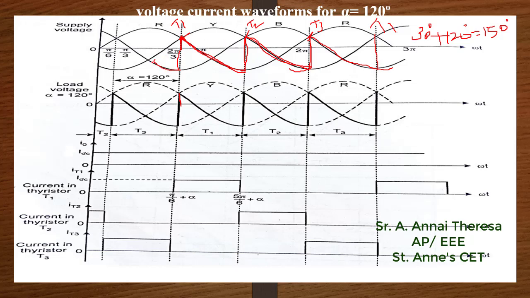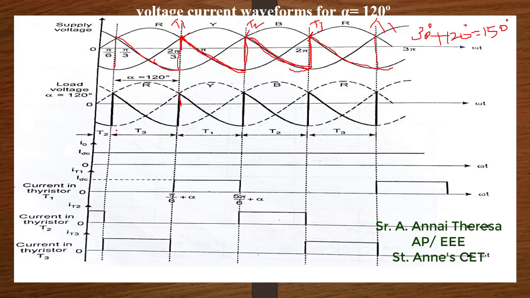The previous one before T1, T2 will be in the conduction mode. Okay, this is for T3. So this is the load voltage for alpha is equal to 120 degree. This is the output current and current through the thyristor T1. So this is current through T1. Then current through T2. So T3 means the previous one will be T2. Okay, so T1, T2, T3, again T1, T2, T3, it will keep on going.